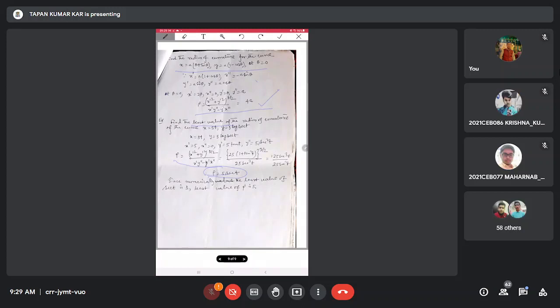This is a discussion on the curvature, and you will get question from the curvature. Maybe one full question you may get from the curvature. If you have any question, you may ask me. Otherwise, I will discuss some other things.